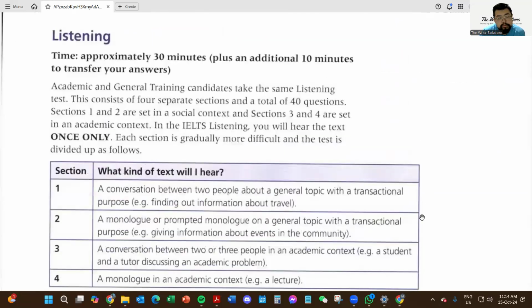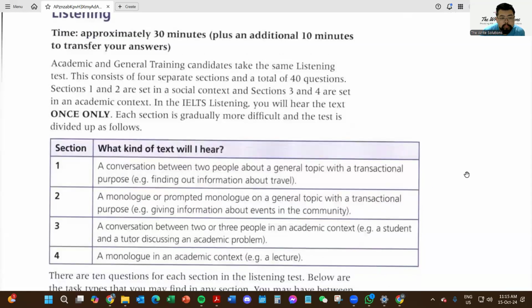Now, listening. Listening is going to be approximately 30 minutes, plus an additional 10 minutes, okay, to transfer your answers. Academic and general training candidates take the same listening test. They have 4 sections and a total of 40 questions. Section 1 and 2 are set in social context, and section 3 and 4 are set in academic context. In the IELTS listening, you will hear the text only once.